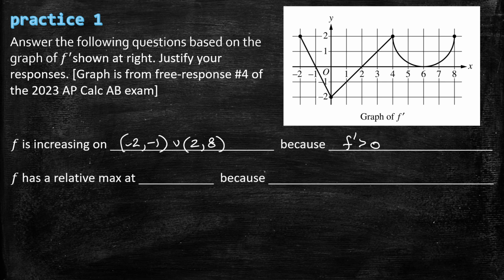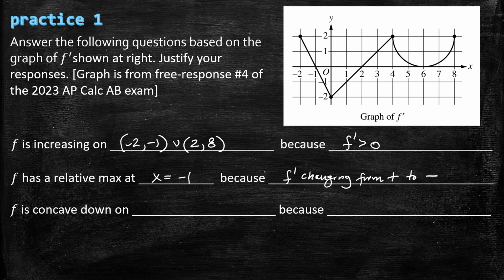Next question, where does f have a relative max? We're looking for f prime changing from positive to negative. And that seems to be happening only once, around -1. At -1, f prime changes from positive to negative. So that is the location of a relative max.